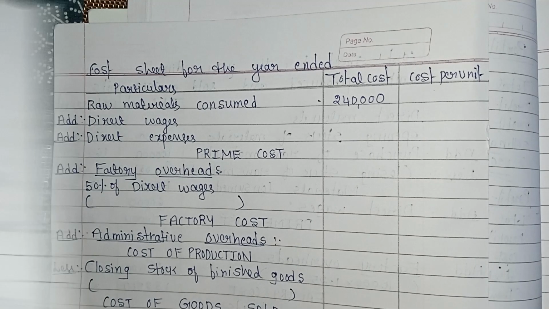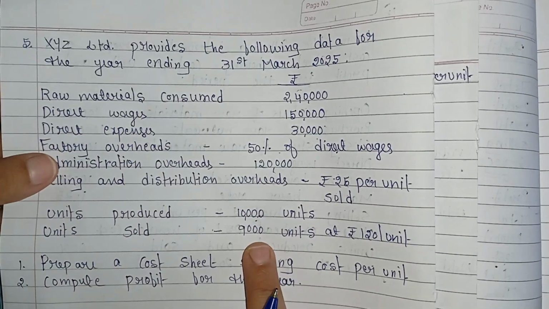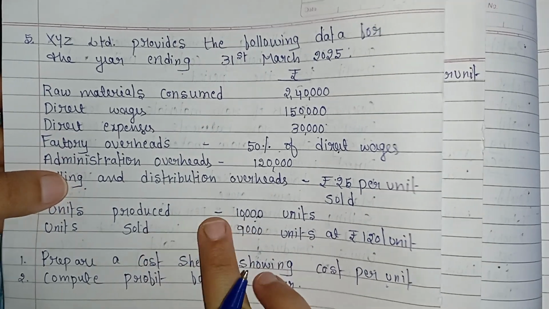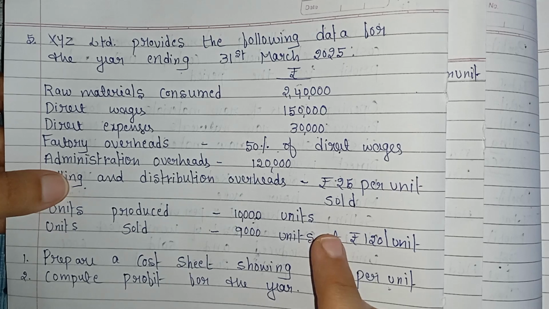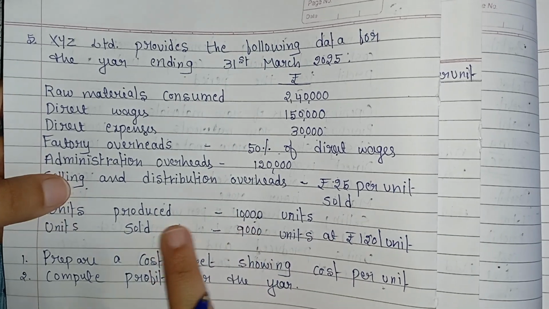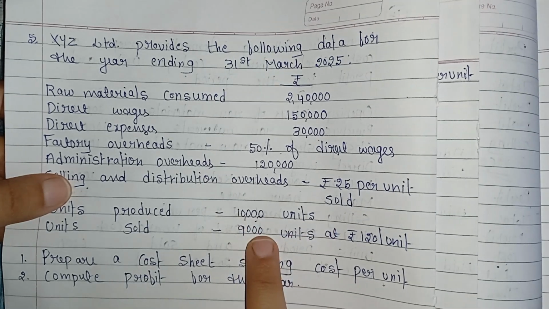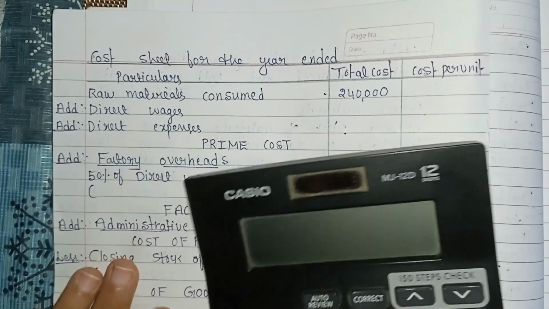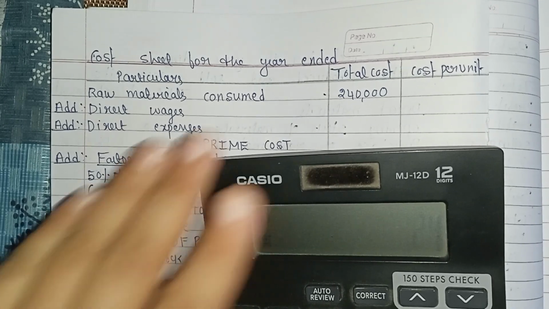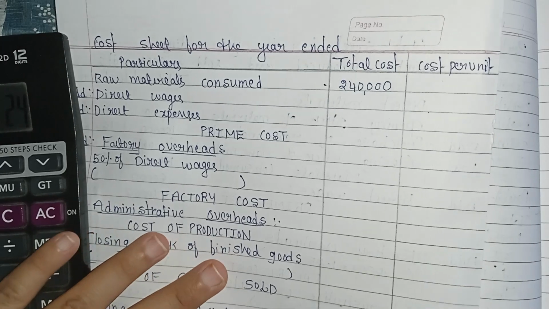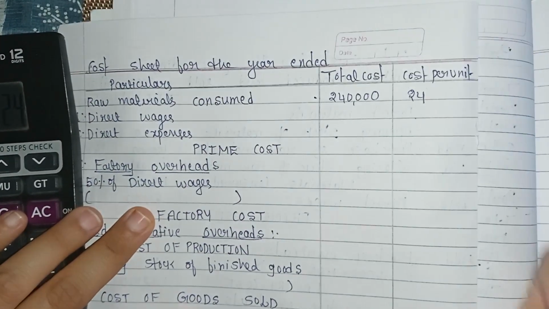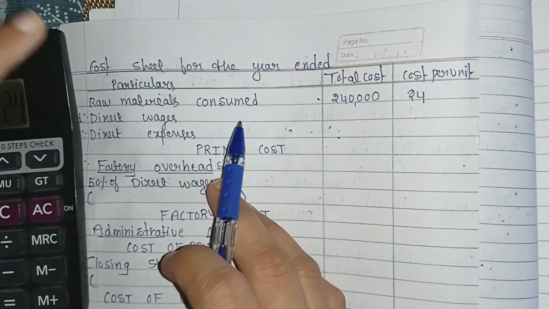Whether we have to take 10,000 units or 9,000 units, till cost of production we have to take units produced, means that is 10,000 units till cost of production. Clear? Now we have to take units produced, that is 10,000 units, not 9,000 units. Clear? So raw materials consumed how much, 2,40,000 divided by 10,000, that is equal to rupees 24 is our cost per unit, rupees 24.